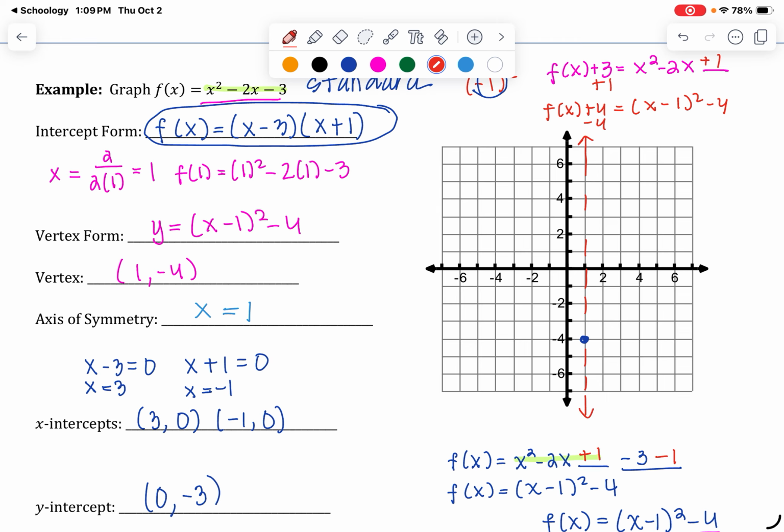Okay. Now, we also need other points to make this parabola, right? So the other points that we have are (3, 0) and (negative 1, 0). And notice those are symmetric. There's 1 on each side. But then we should also plug in 2 to see what we get, and plug in 0 to see what we get. If we plug in 0, we get negative 3, which we already did. And then it has a reflective point right here, right? Because it's a symmetric graph. So we're going to graph that point also. So there is our upward facing parabola.